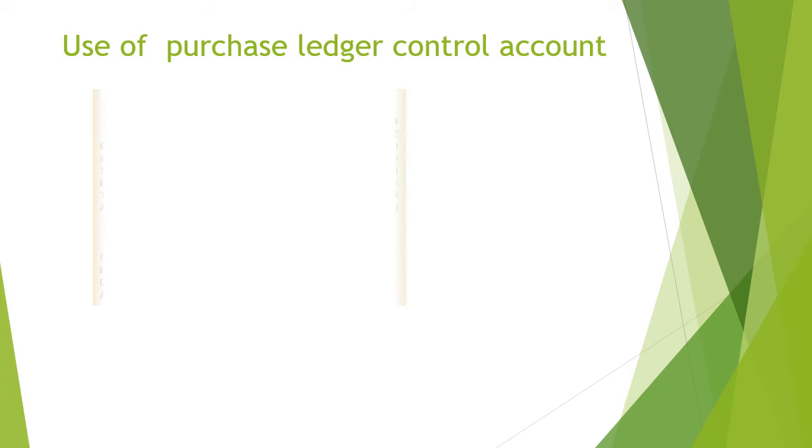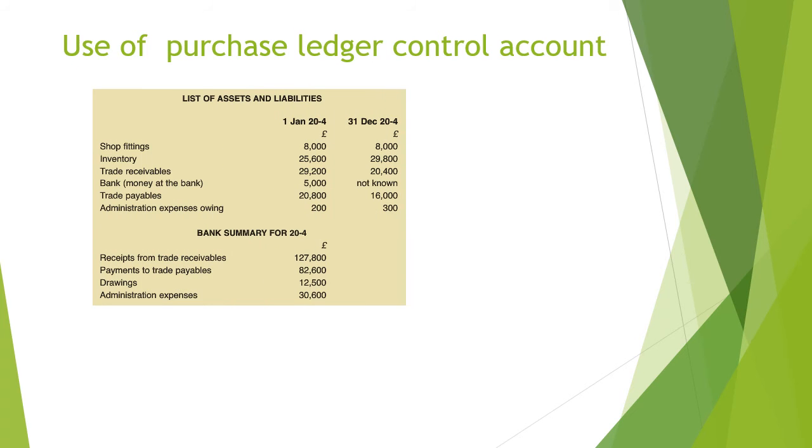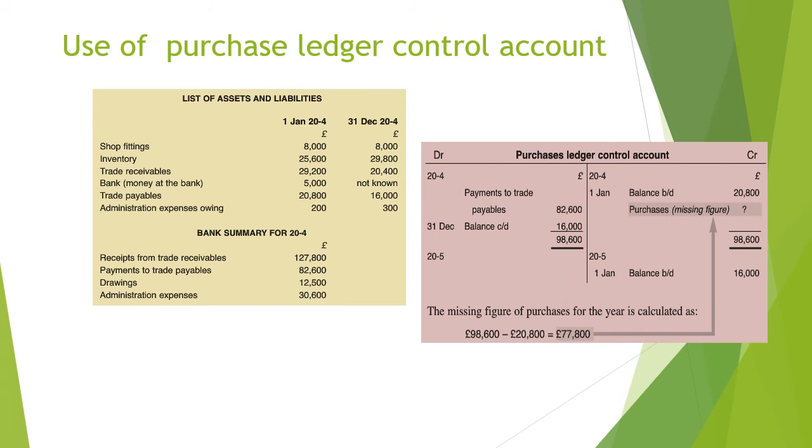Use of purchase ledger control account. Again, we have a figure. The first one at the top, we have a trial balance summary at the beginning of the year, then at the end of the year, and at the bottom we have a bank summary. Now if you want to construct a purchase ledger control account, the payments to trade payables: the purchase ledger control account is actually a liability. When you have paid someone, according to the rules, you have to debit that account. So the purchase ledger control account is being debited by payments to trade payables.